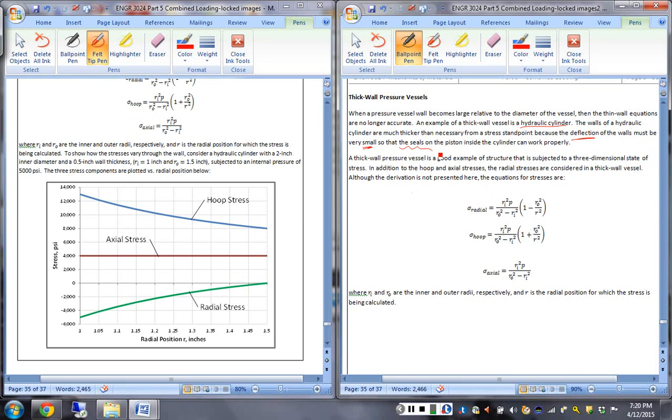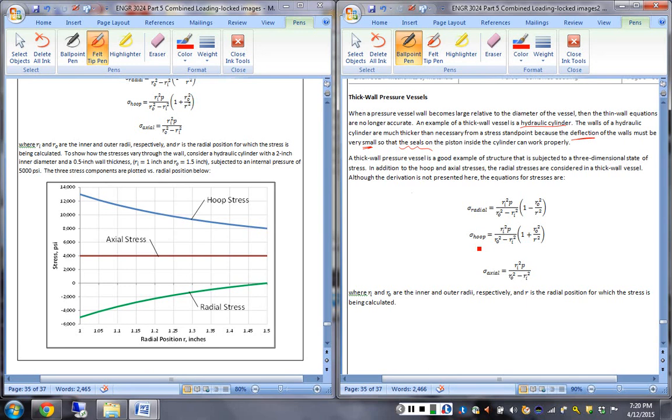So this is a three-dimensional stress state, as I said, and instead of sigma x, sigma y, and sigma z, we have a stress in the radial direction, a stress in the hoop direction, and a stress in the axial direction. The new one is this radial direction. We've dealt with hoop and axial with our pressure vessel problem already, and the fact that it varies within the thickness is this new radial stress.